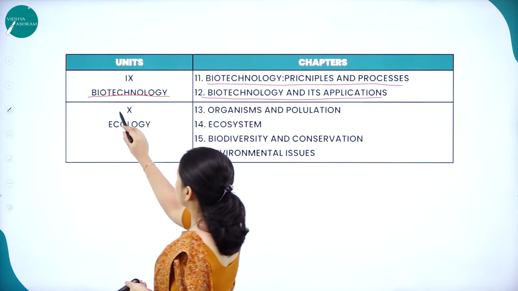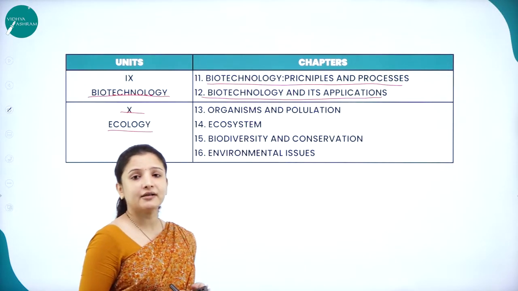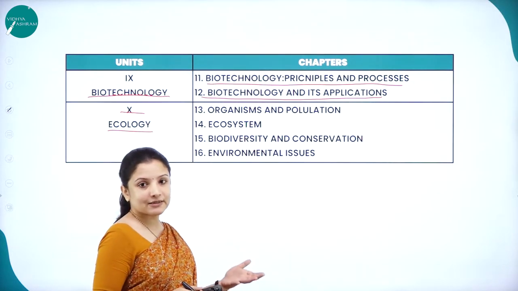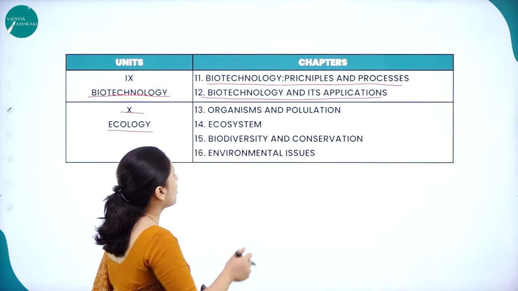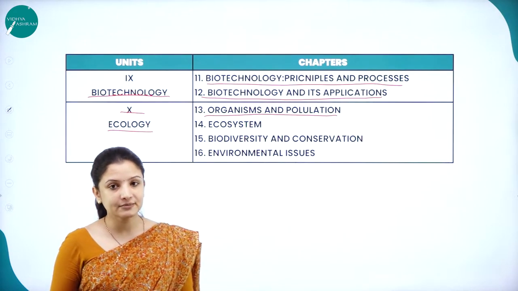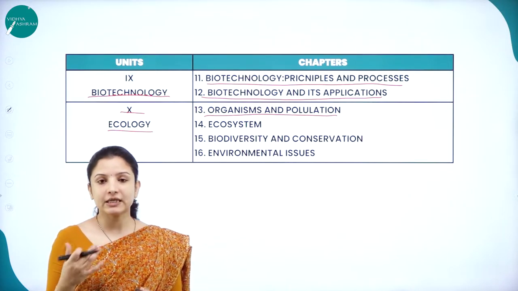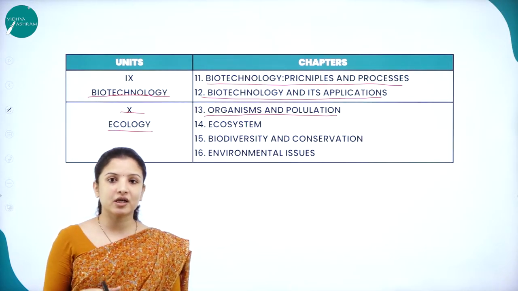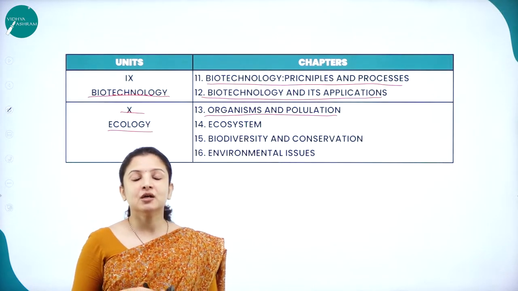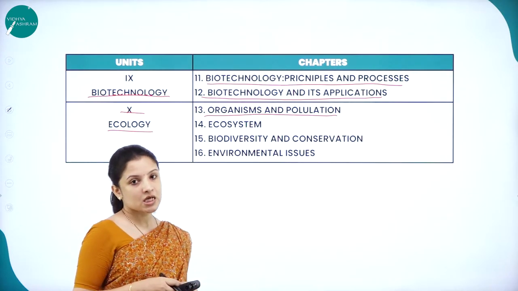Next, the last unit, unit 10, is ecology. This is a general unit which contains a lot of general topics which we see every day in our life, so it is easy to learn and understand. First we have organisms and population as chapter 13. Under organisms and population, you will study what the reasons are for the increase in the population, what the growth rate and death rate are, and how the growth of a population increases. All the different strategies and everything, you'll learn under this particular chapter.